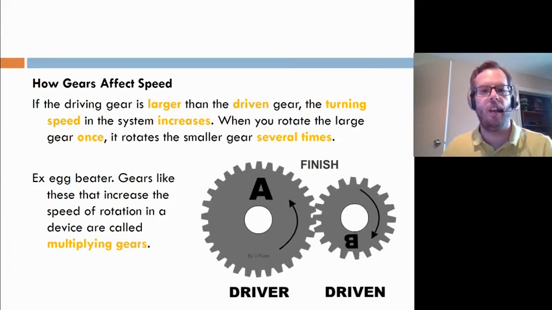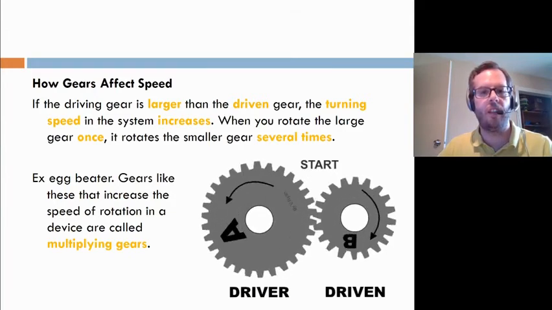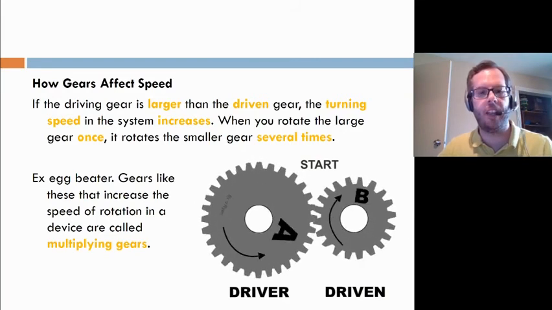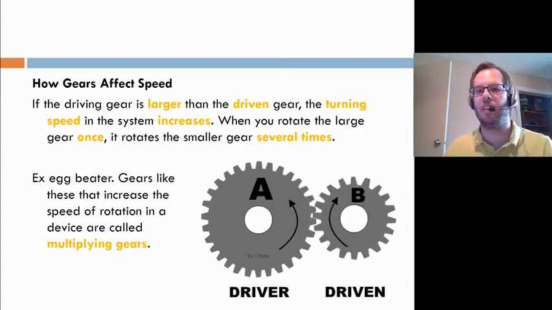Okay, so what happens here is that because the driven gear is moving more than once, we get a speed advantage. It requires more force to be applied, but you gain speed with that force that you apply. And these are called multiplying gears.